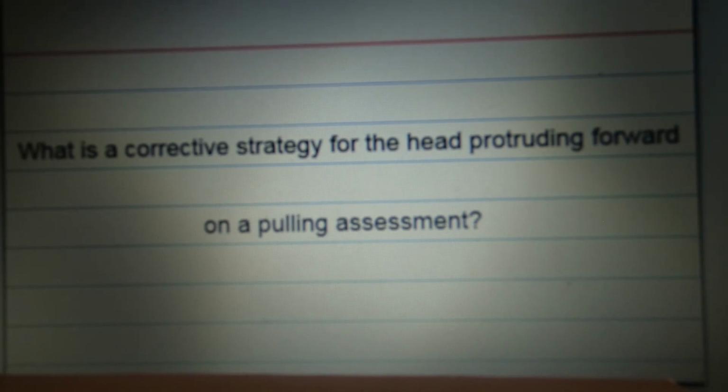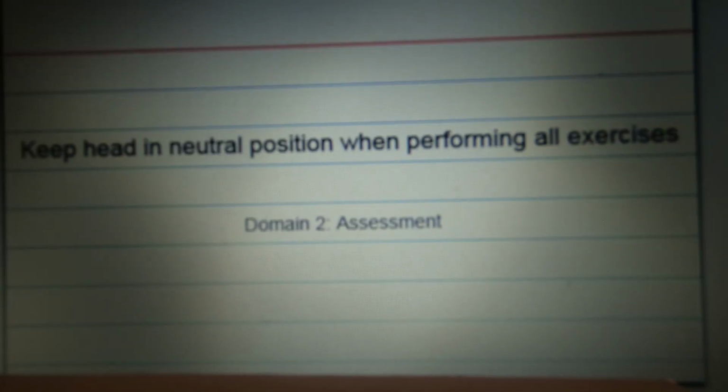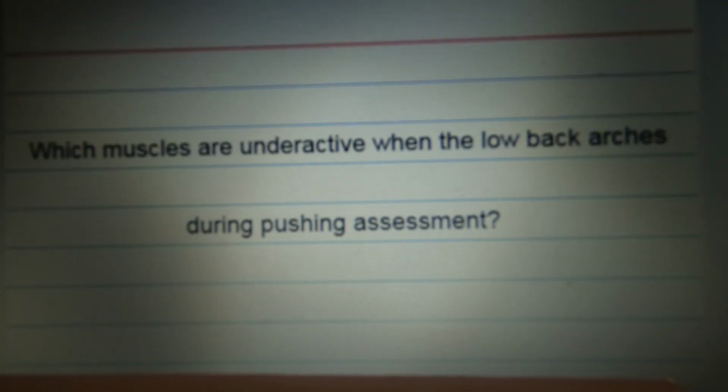What is the corrective strategy for the head protruding forward on a pulling assessment? Keep head in neutral position when performing all exercises. What is a corrective strategy for low back arches as seen in overhead squat assessment? Ball squat. Which muscles are underactive when the low back arches during the pushing assessment? Intrinsic core stabilizers.